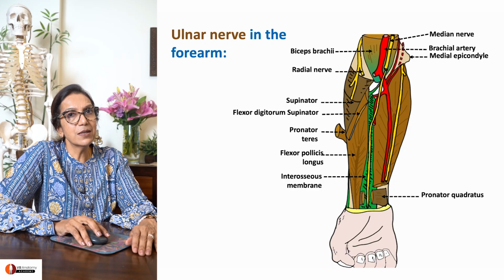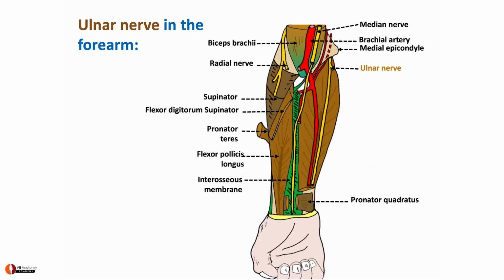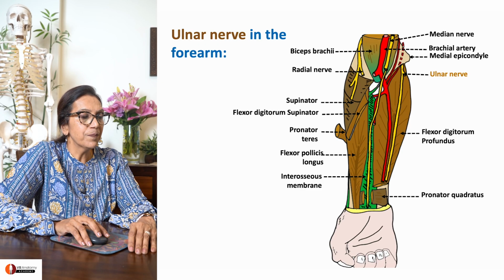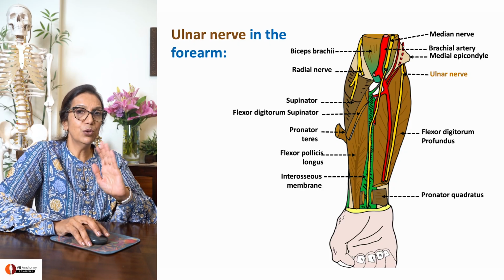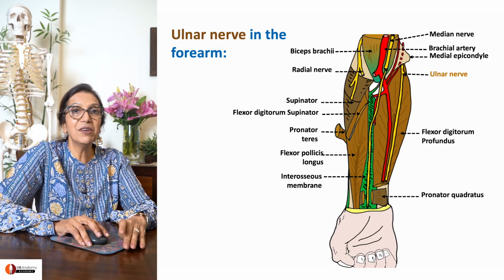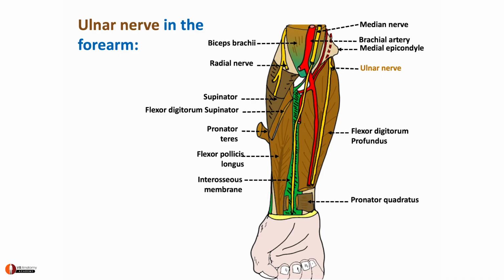Ulnar nerve now enters the forearm. At this point, you can see it's lying in relation to the flexor digitorum profundus. Okay, it's quite deep. As it goes forwards, it's throughout supported on the medial side by flexor carpi ulnaris. Close to the wrist, it begins to have a lateral relation with the ulnar artery.